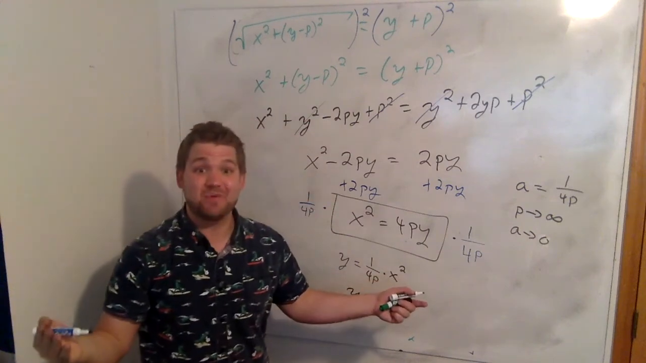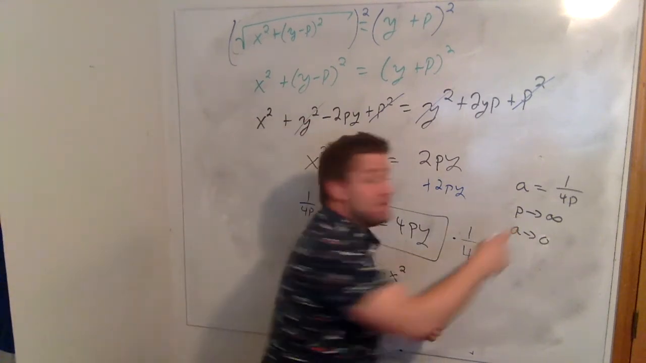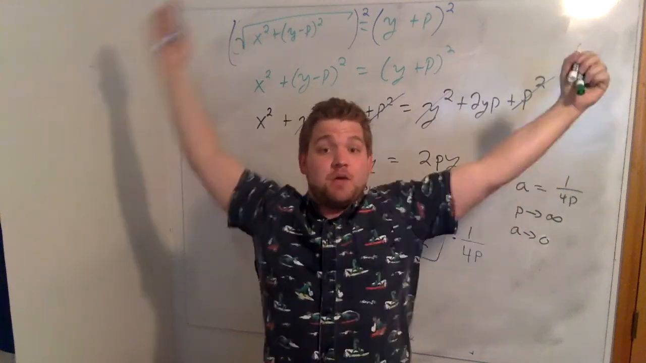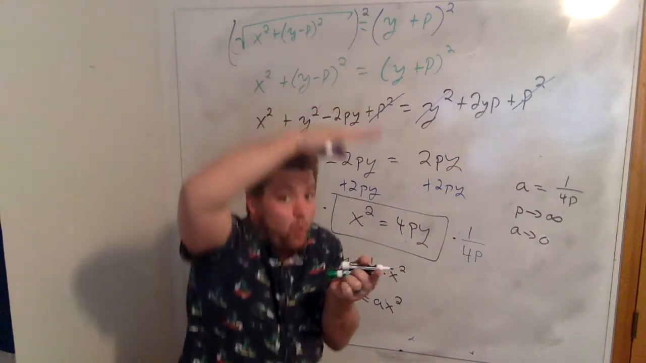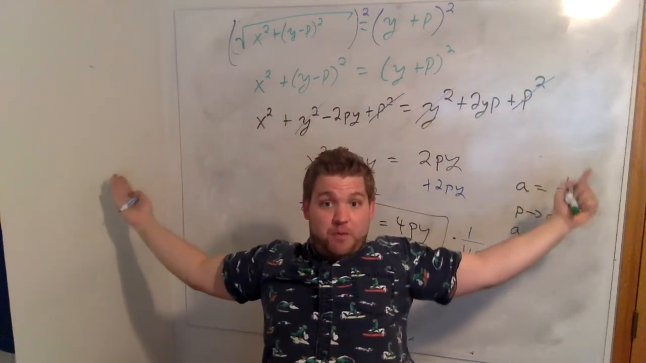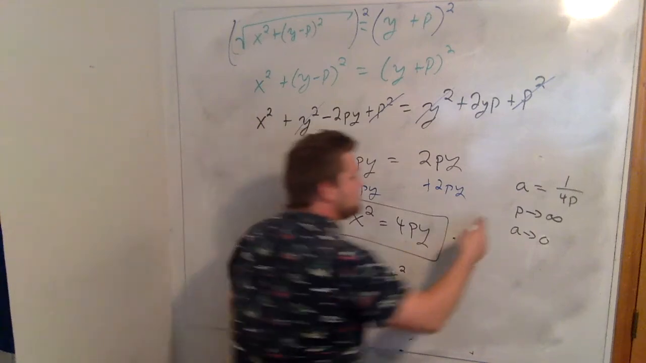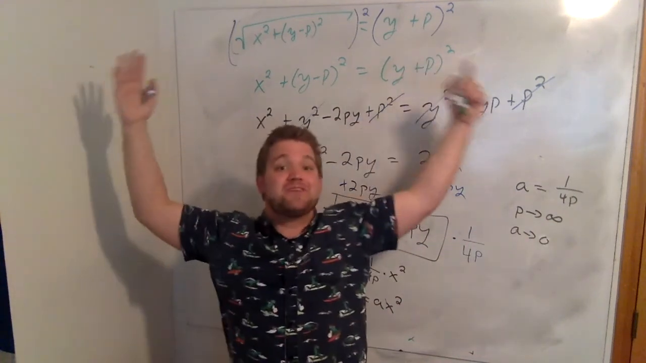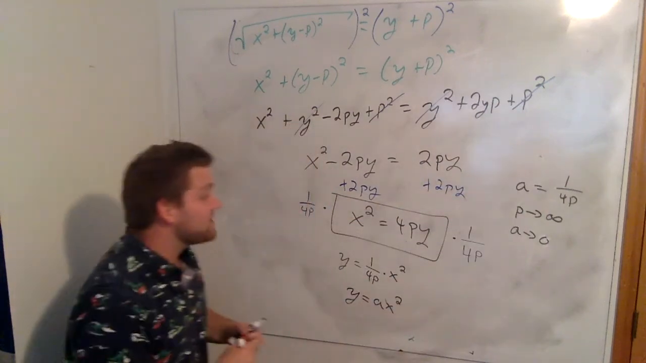And that's exactly what we saw in the animation. As p got larger, the parabola kind of opened up. But you can think of that almost as squashing the parabola. It's kind of opening up. So as p gets larger, a gets smaller. That's saying that this is a parabola that's opening up, just like we expect.